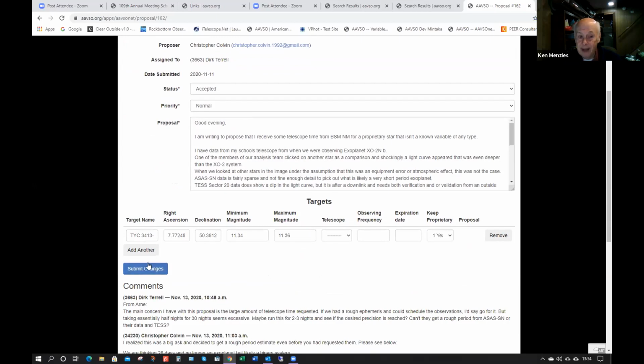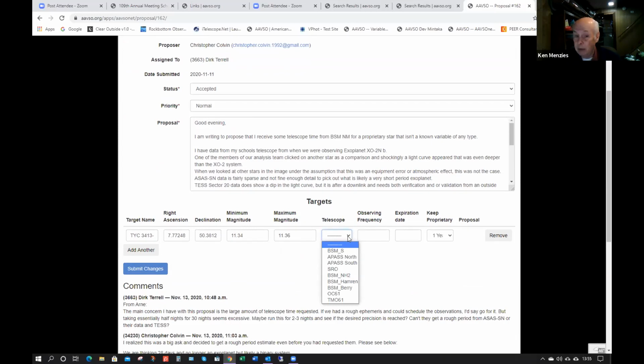For example, as we said, this is from the proposal page, the proposal form that I described a few minutes ago. We've got the target name, and in this case it gives right ascension and declination in decimal degrees and decimal hours. Actually, we use sexagesimal right ascension in hours, minutes, and seconds, for example. And also a magnitude range. In this case, it's a very small magnitude range. And then I can also define what telescope that goes to.